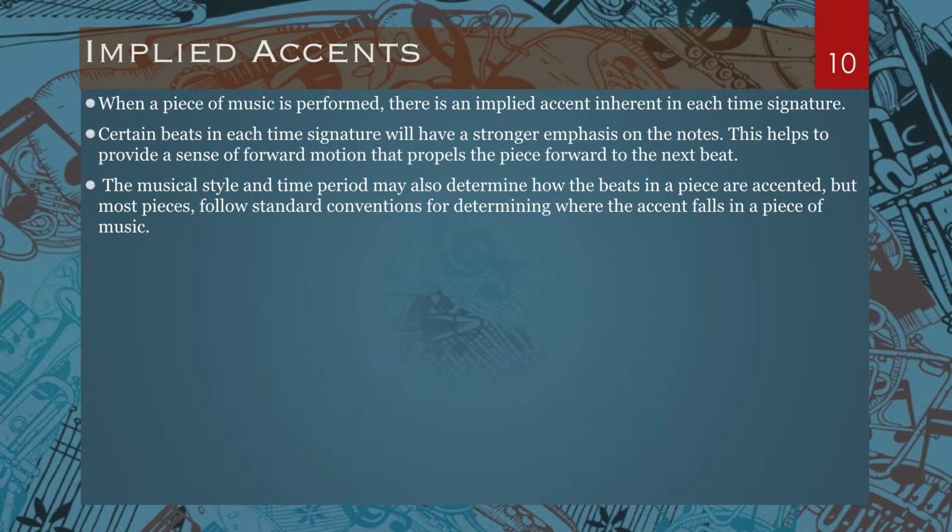A very important concept is something known as an implied accent. When a piece of music is performed, there is an implied accent inherent in each time signature. Certain beats in each time signature will have a stronger emphasis on the notes. This helps to provide a sense of forward motion that propels the piece forward to the next beat. It gives the piece a sense that it has to move forward. The musical style and time period may also determine how the beats in a piece are accented, but most pieces follow standard conventions for determining where the accent falls in a piece of music.